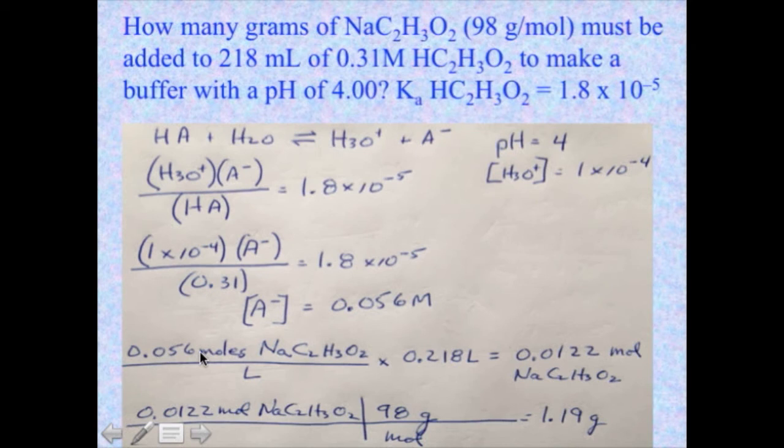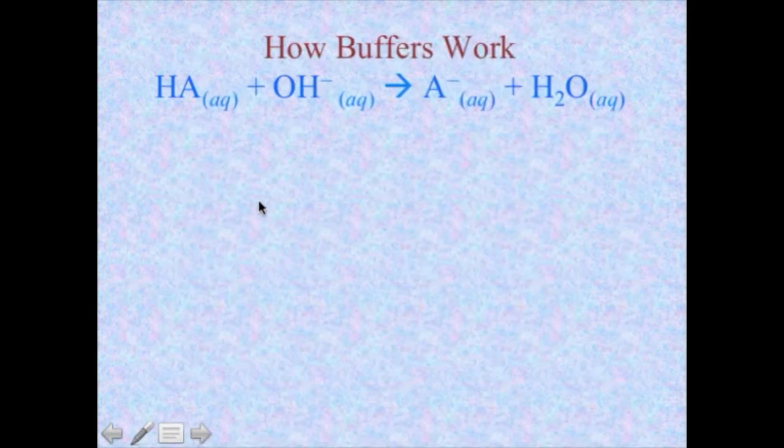0.056 molar is 0.056 moles of sodium acetate per liter times 0.218 liters. That's from 218 milliliters. So here's our moles of sodium acetate, 0.0122. Multiply that by 98 grams per mole, and we have 1.19 as the number of grams of sodium acetate that has to be added.